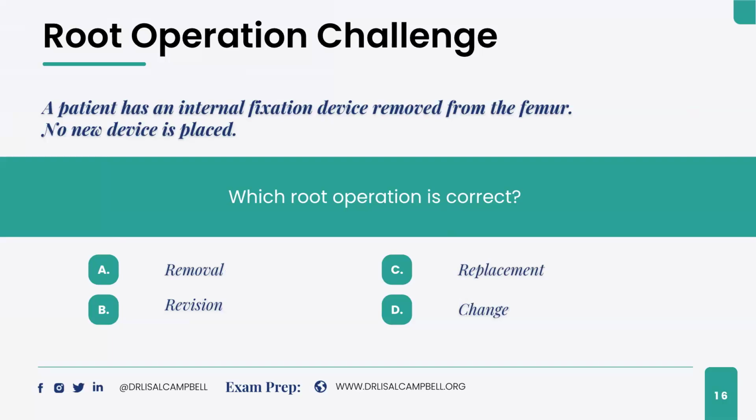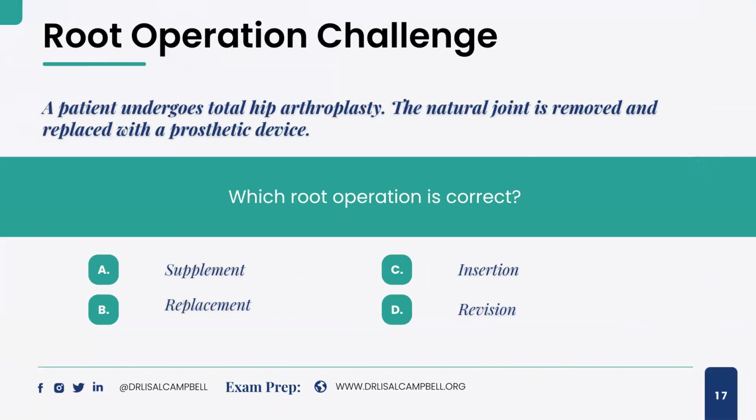A patient has an internal fixation device removed from the femur. No device is placed. What is the root operation here? I said no device is replaced. That is removal. Next up, a patient undergoes a total hip arthroplasty. The natural joint is removed and replaced with a prosthetic device. You know what this is. It is a replacement.